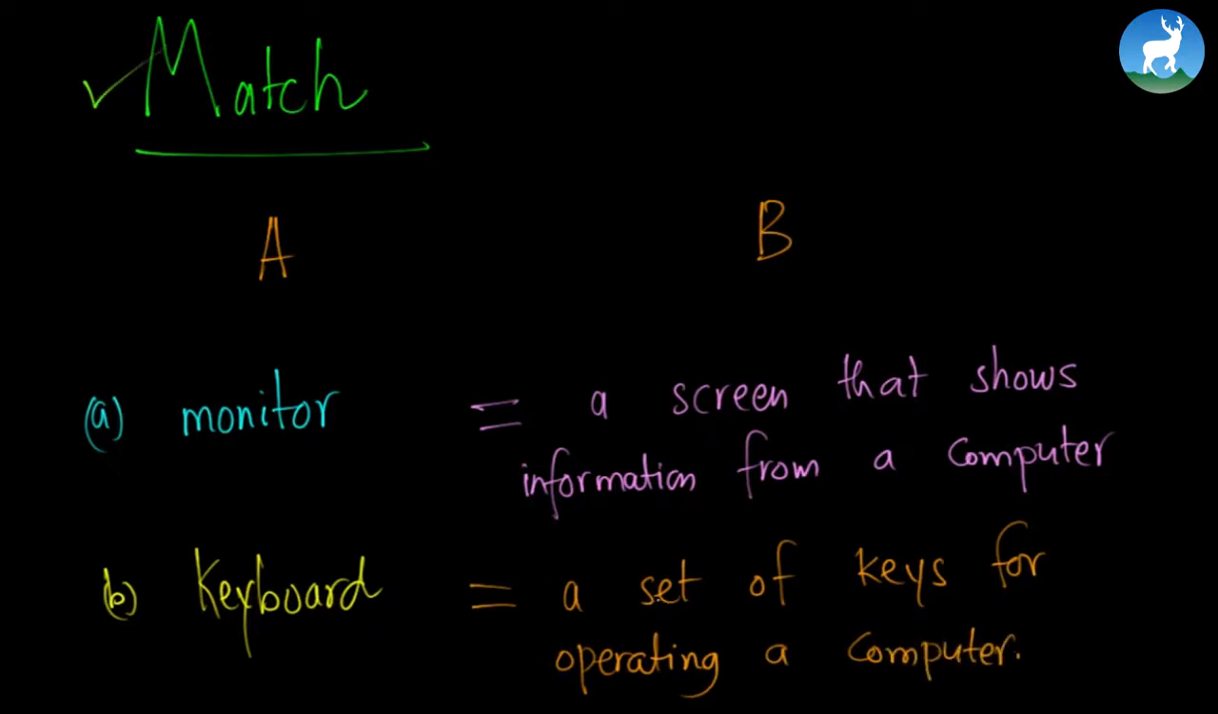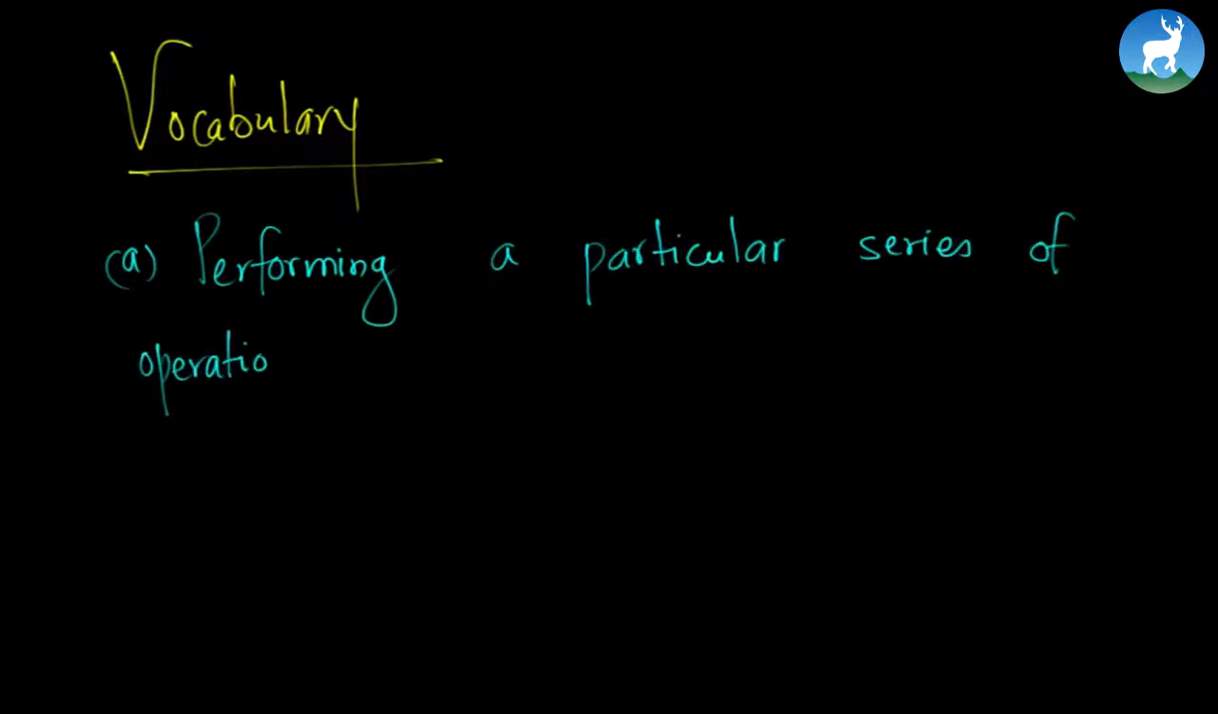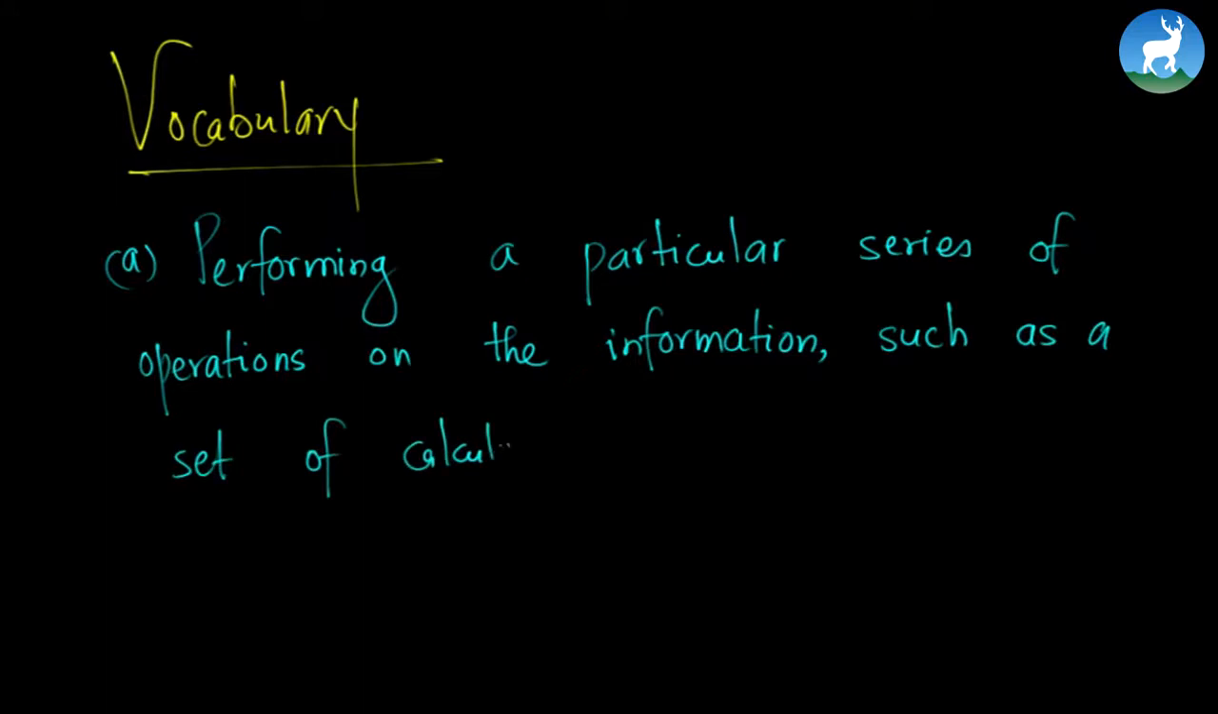Now let's go to the reading the text and writing the words section. Vocabulary in use. First one, performing a particular series of operations on the information, such as a set of calculations. What does this whole text mean? That's the point. We have to find the meaning. What does that mean? It means processing.